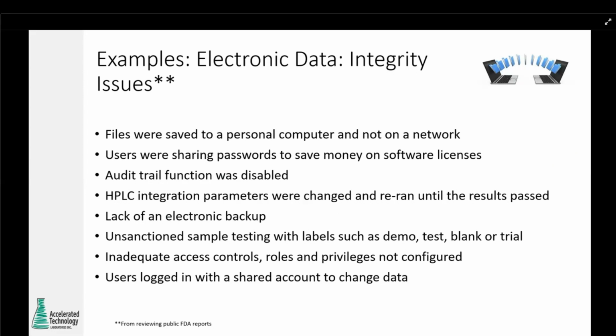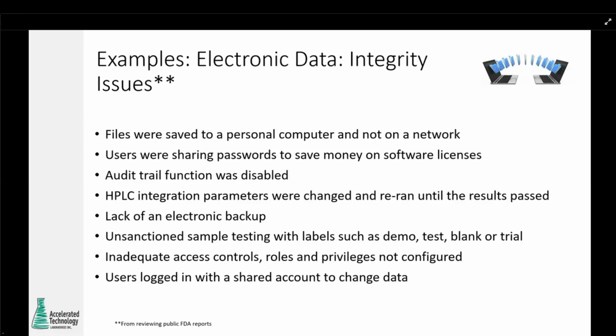If you look at other examples of data integrity failures, and these were just pulled from reviewing public FDA reports, there are things such as files being saved to a personal computer or a jump drive, not saved on the network, sharing of passwords to save money on software licenses or just poor practices, disabling the audit trail so that results could be modified without there being any trace of it.